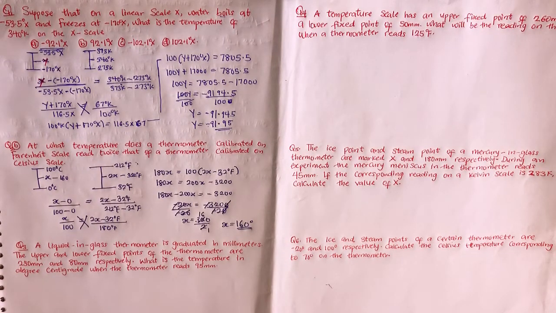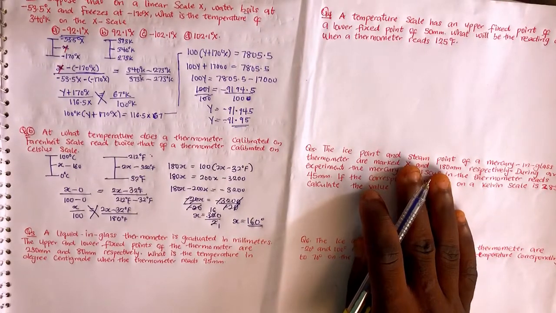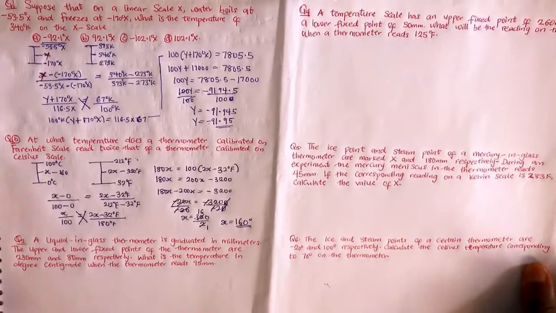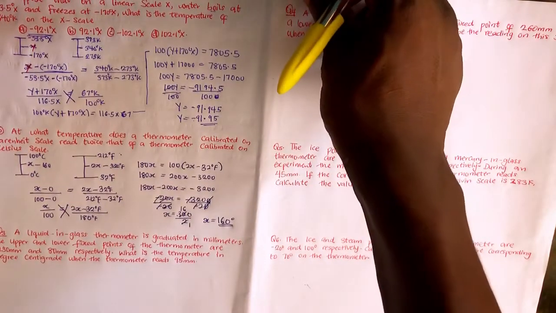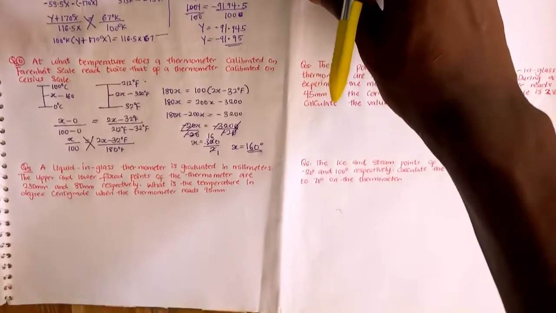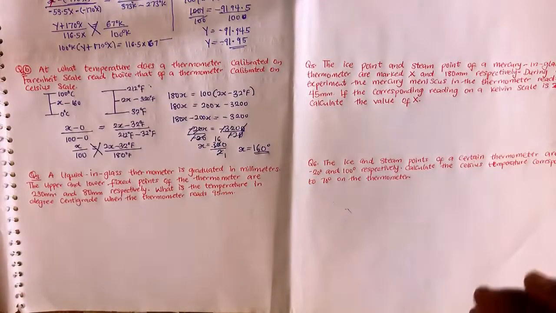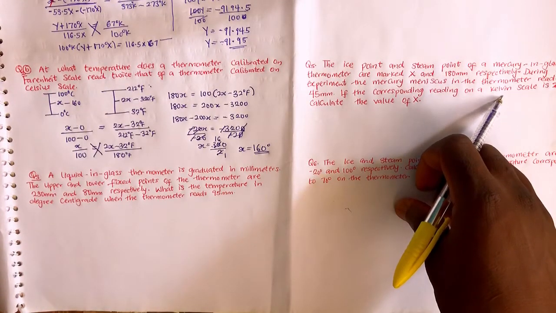Moving to the next one, that's question number 3. Let's see what's there. A liquid in glass thermometer is graduated in what? In millimeters. So we are having a thermometer that is graduated in millimeters. Okay, so let's see what the question is saying. The upper and the lower fixed points of the thermometer are 230 millimeter and 80 millimeter respectively.